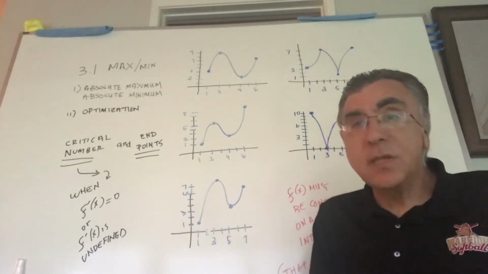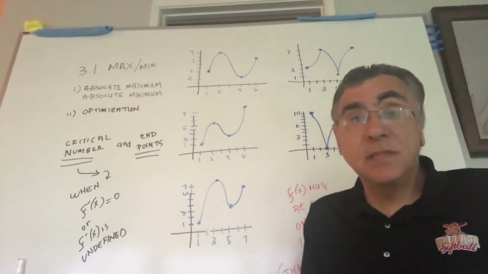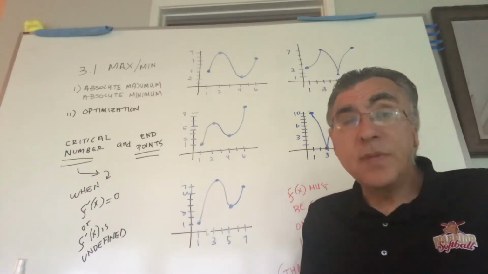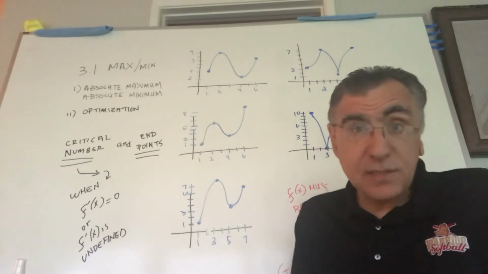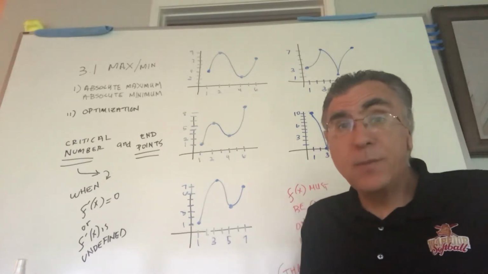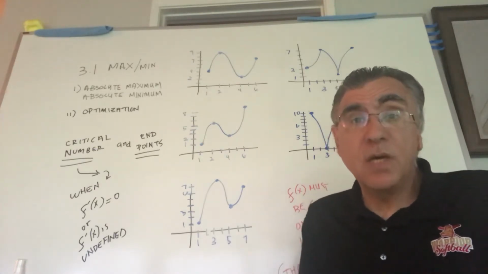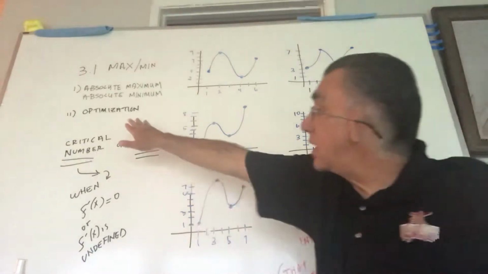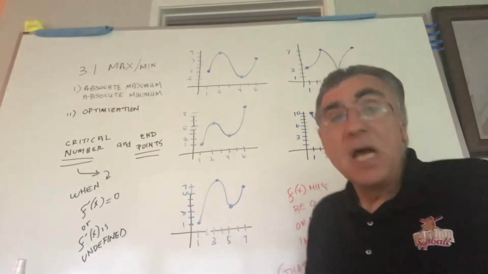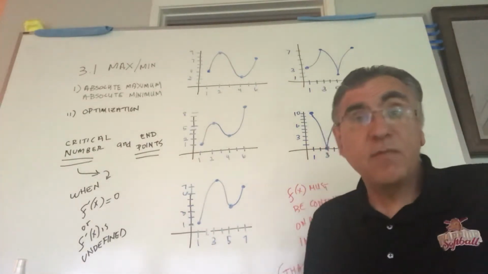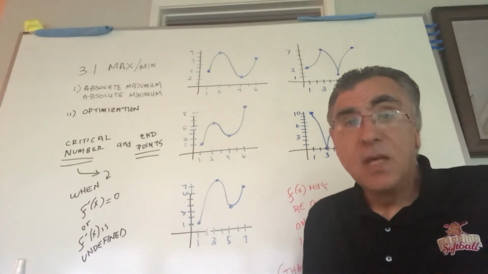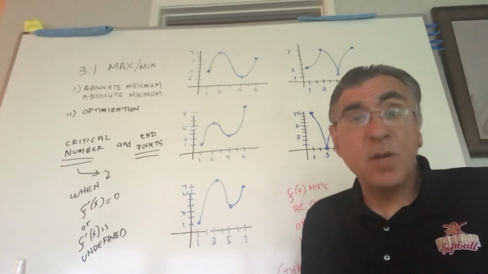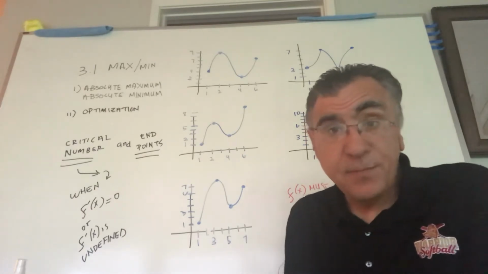So what we're going to do is I'm going to introduce max and min this week. We'll spend another week on max and min, absolute max and min, and then the following week we will do optimization. We'll do word problems. So we're going to put the optimization on the back burner. I might give you a couple examples to get ready for it, but for the homework this week, we're just going to worry about absolute max and absolute min.